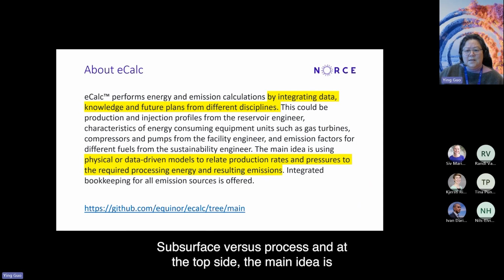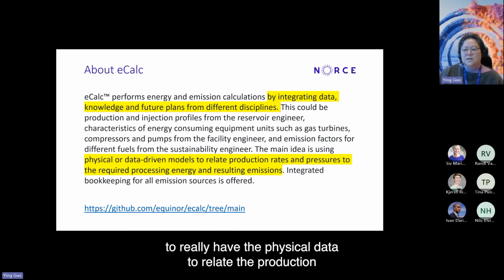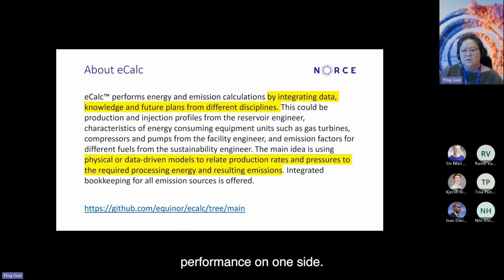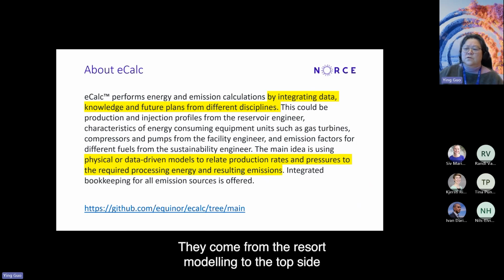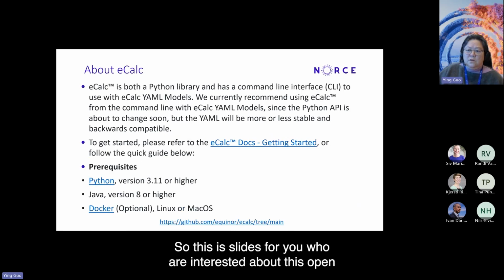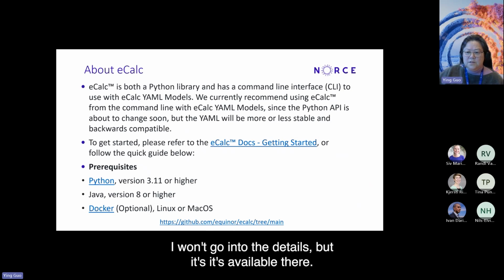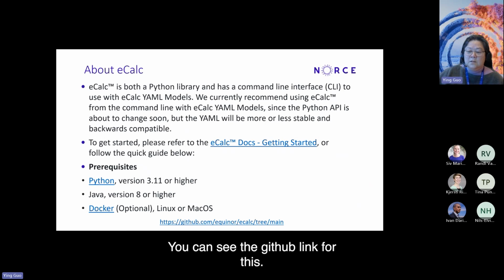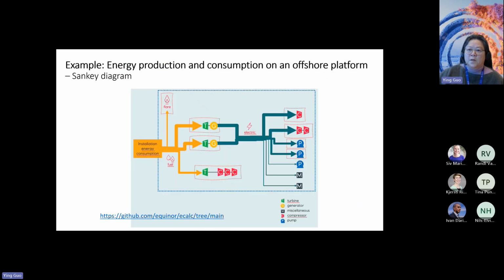The main idea is to really have physical data to relate the production performance on one side, which comes from the reservoir modeling, to the topside performance and description. So this is a slide for those of you who are interested in this open source code. I won't go into the details, but it's available there. You can see the GitHub link for this.